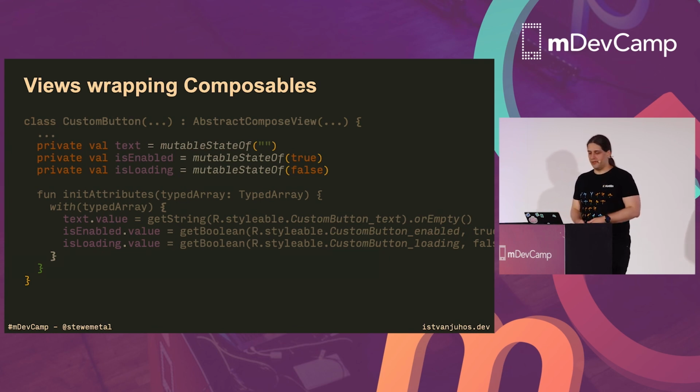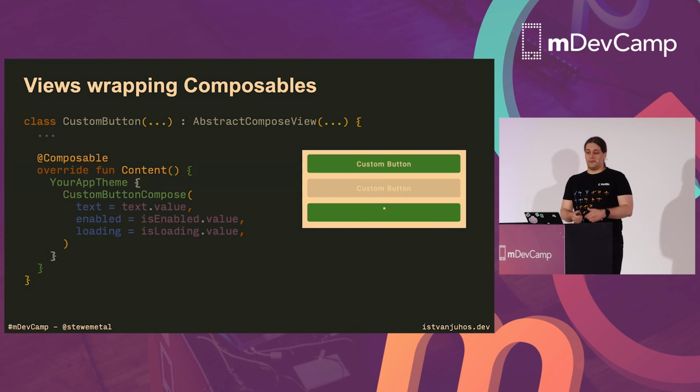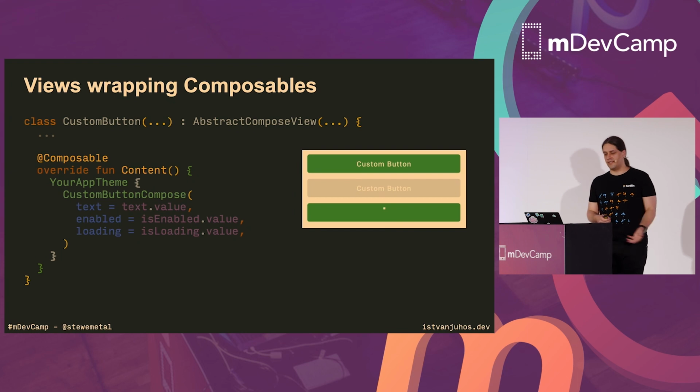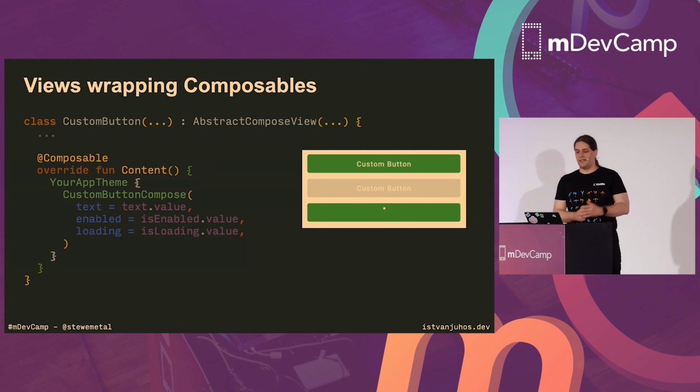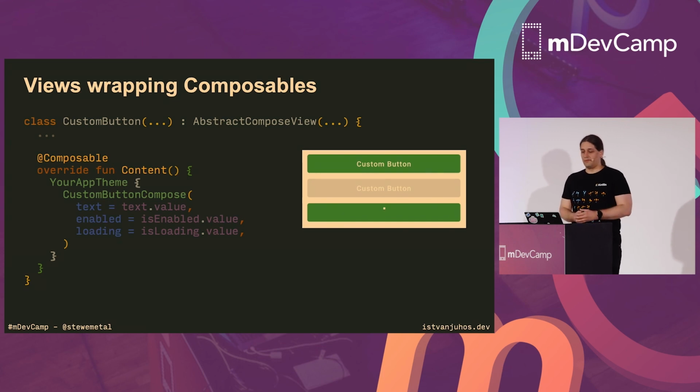That's great. Why is it great? Because if our custom button is an implementation of abstract Compose view, we have to override the content composable. We can call any other composable inside that composable. And with that, we can also observe those mutable states inside the view instance. So if those states change for any reason, with custom setters or with new attributes being set in XML or whatnot, then this composable will actually recompose and reflect the updated state in our app with this implementation.